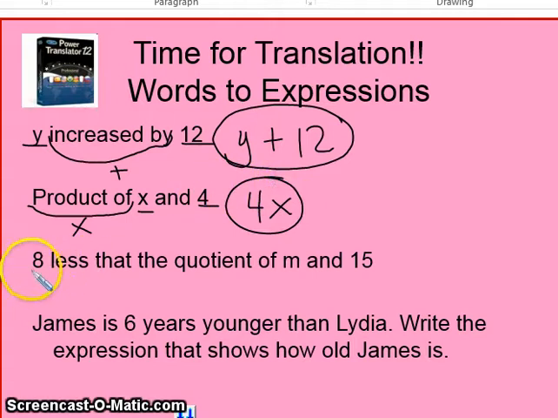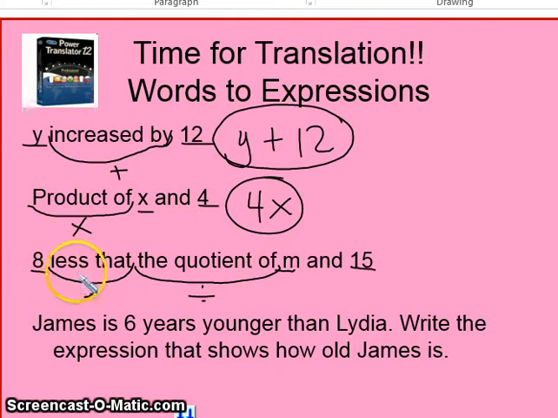This next part says 8, that's one of our numbers, less than, that's something that tells us we're going to have to subtract. The quotient of, that tells us there's going to be some division. And here's what we're dividing, m and 15. So we're going to have subtraction and division in our expression. We're also going to have the numbers 8 and 15 and the variable m.